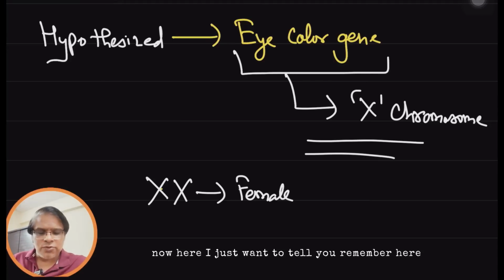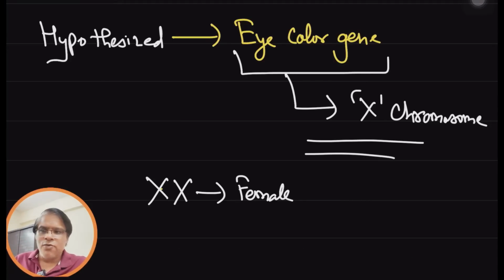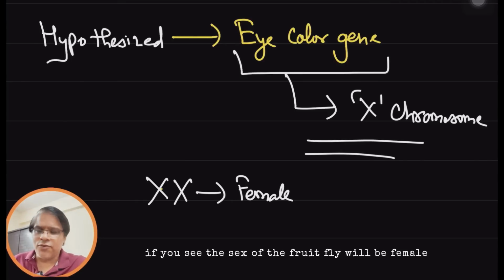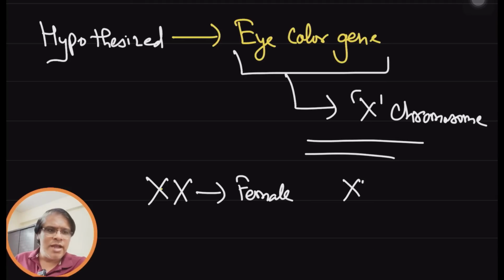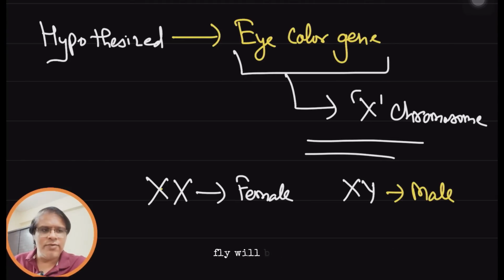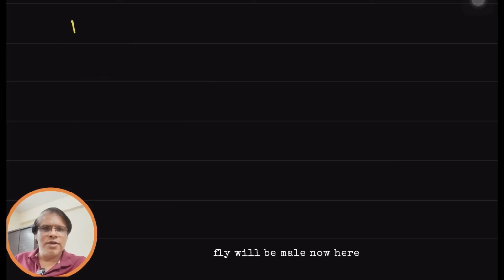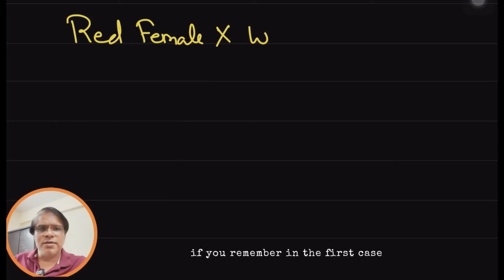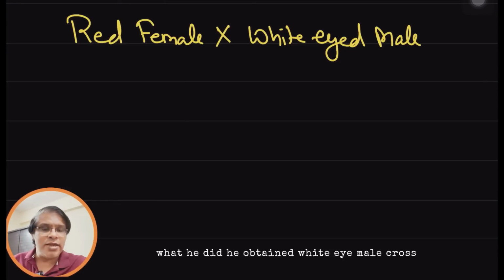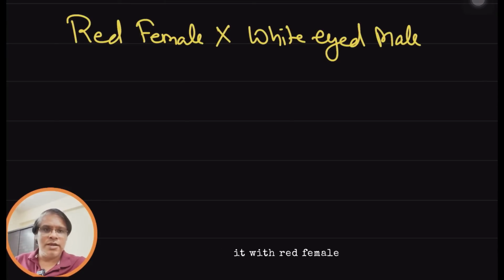Now here I just want to tell you, remember that when there are two X chromosomes, the sex of the fruit fly will be female, and if it is X and Y, the sex of the fruit fly will be male. Now, if you remember, in the first case he obtained a white eye male and crossed it with a red female.